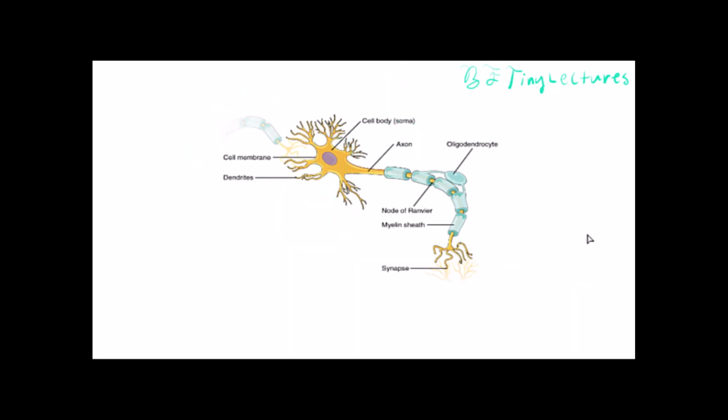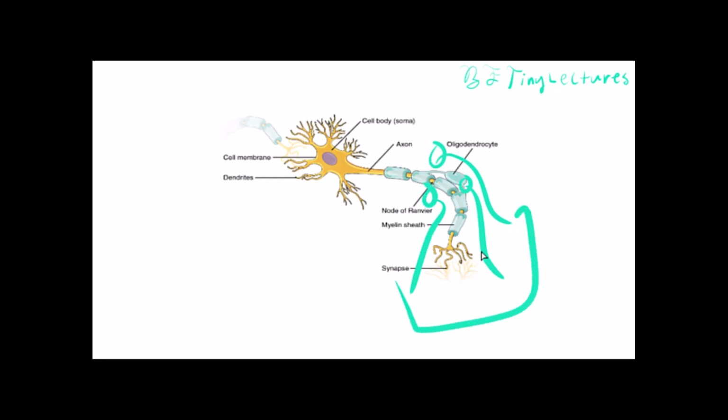Now let's erase the board. When we have a bundle of axons, so let's say we have another axon here, let's do it in mint. We have another axon here from a different neuron, another axon here from a different neuron, another axon here from a different neuron. This whole bundle of axons will be called a tract, and that's in the central nervous system.